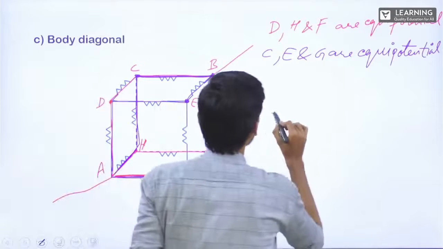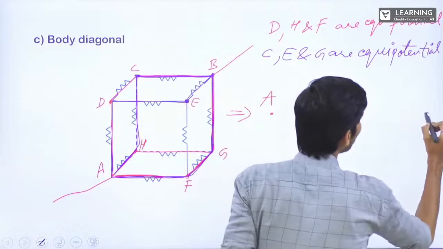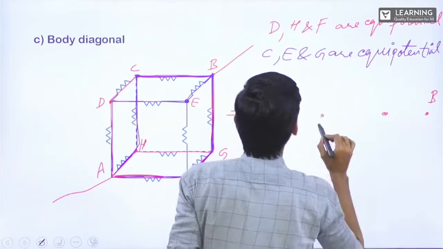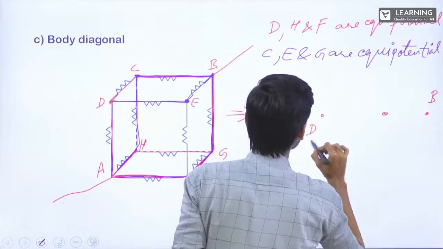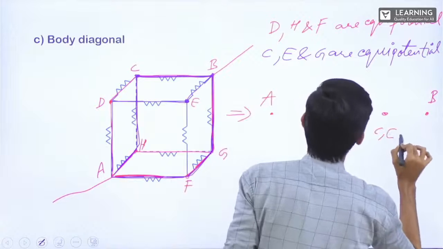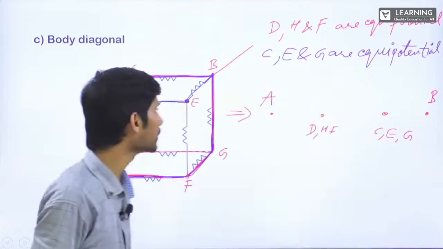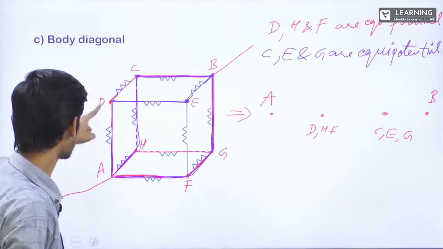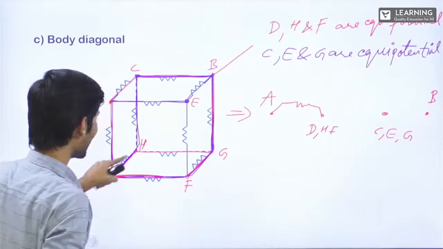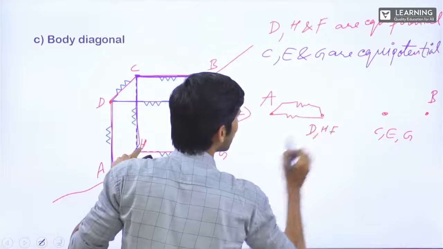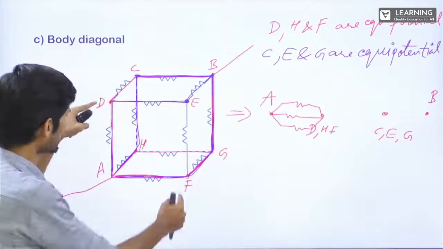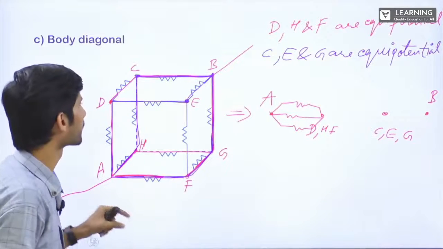First, I'll make terminal A. I'll make terminal B. In the middle, there will be 2 points. One point will be D, H, F. Here it will be C, E and G. Between A, D, there is one resistance. Between A, H, there is one resistance. Between A, F, there is one resistance. Right? These 3, if I join, all these 3 will become parallel.